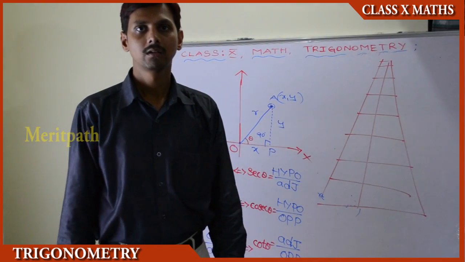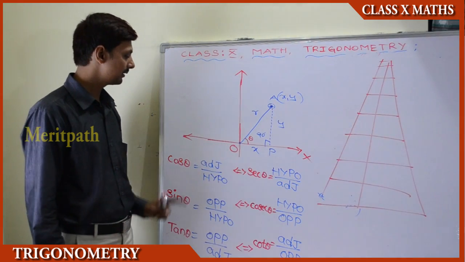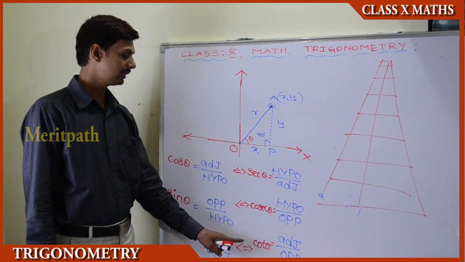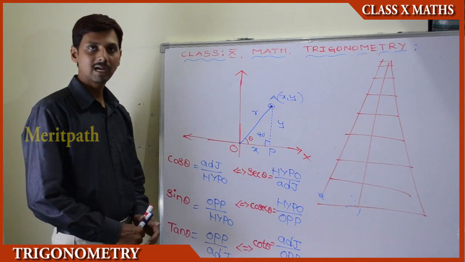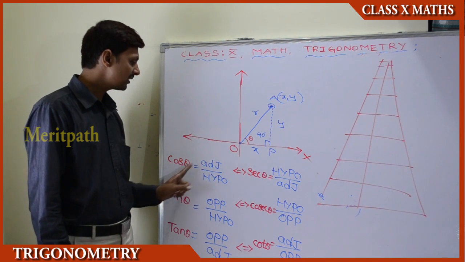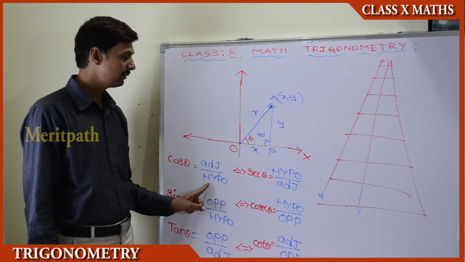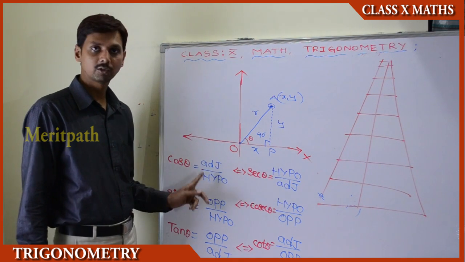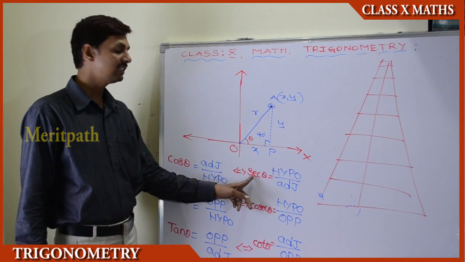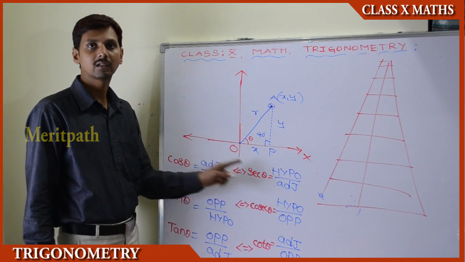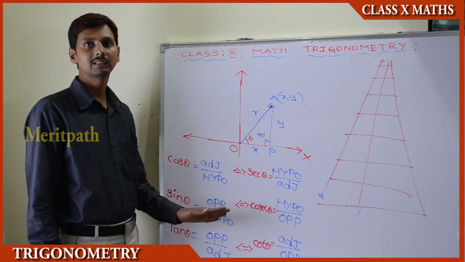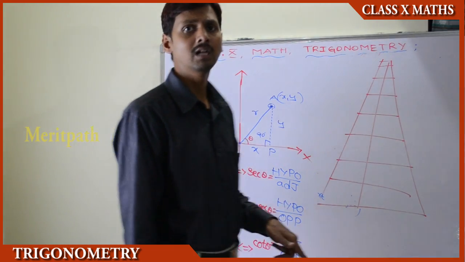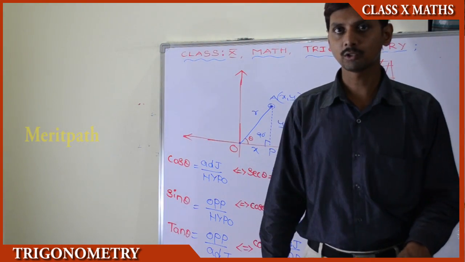We got 6 trigonometric ratios: cos theta, sin theta, tan theta, secant theta, cosecant theta and cot theta. These are reciprocal to each other. Cos theta and secant theta, adjacent side by hypotenuse and hypotenuse by adjacent side, are reciprocal to each other. Similarly, sin theta and cosecant theta are reciprocals, and tan theta and cot theta are also reciprocals.